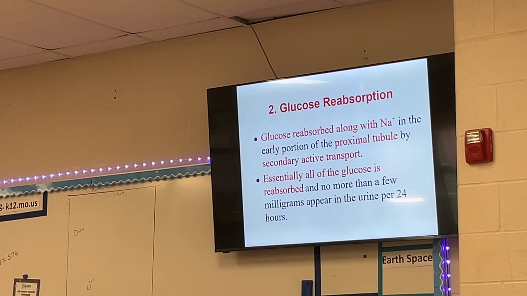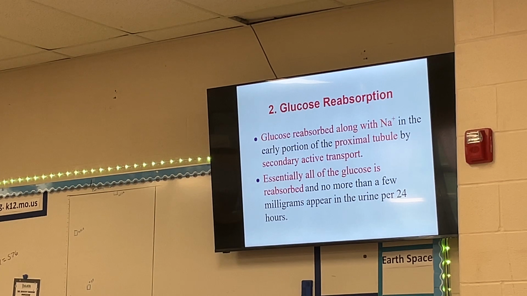So glucose is a big deal. Glucose is needed for cellular respiration. And so glucose is reabsorbed along with sodium, and this happens in the proximal tubule, and this happens by secondary active transport. Glucose is a pretty big molecule. So in order for it to get reabsorbed, it's going to need a little bit of help. And that's why secondary active transport is going to be necessary.